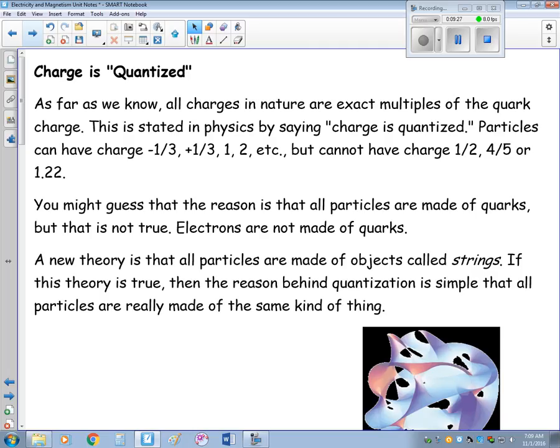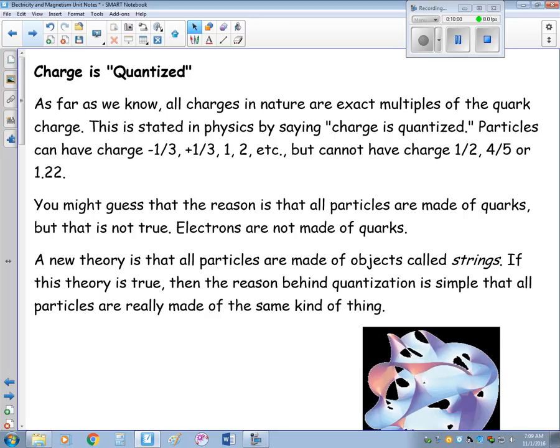So this is stated in physics by saying that charge is quantized. Particles can have a charge of either negative 1/3, positive 1/3, 1, 2, etc. That's how 2/3 works as well. However, we cannot have a charge of 1/2, 4/5, or 1.22 of that elementary charge. So all charges are multiples of either 1/3 or 2/3.